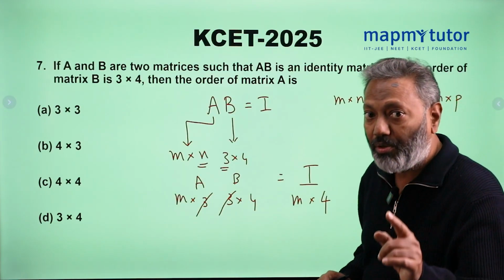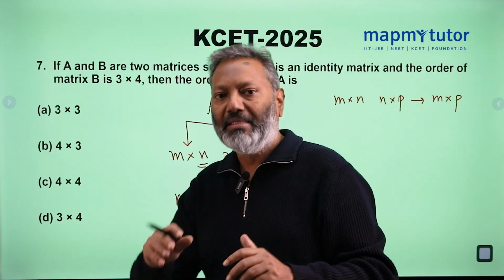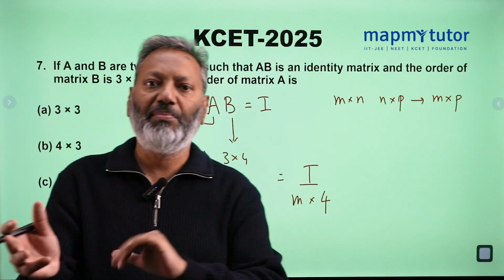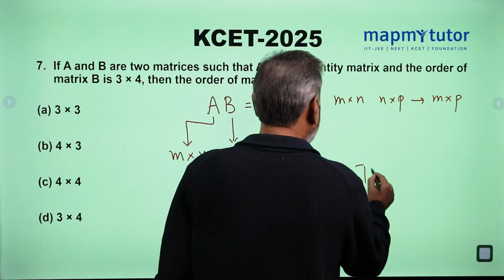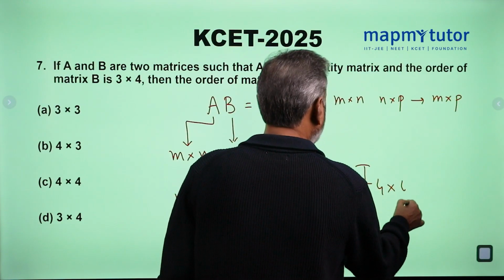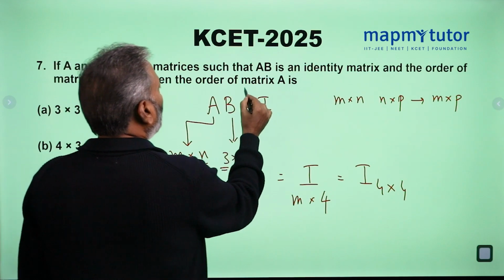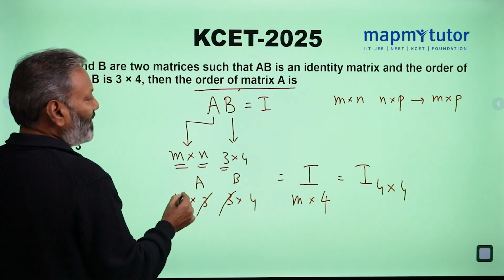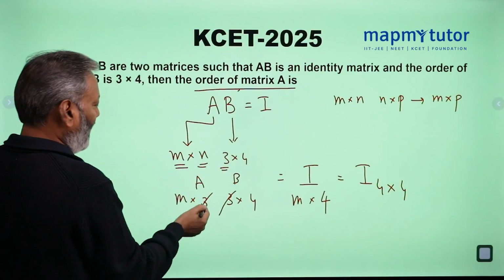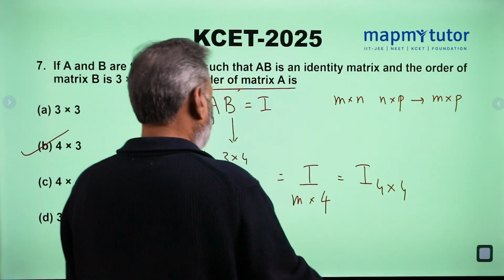But as already I told you, I must be a square matrix. What is meant by square matrix? The number of rows and number of columns must be equal. Therefore, M must be 4. And hence, I must be a square matrix like this, 4 cross 4. So, finally, they are asking the order of the matrix A. I assumed that it is M cross N. Already I got M as 4 and N as 3. Therefore, it is 4 cross 3, second option.